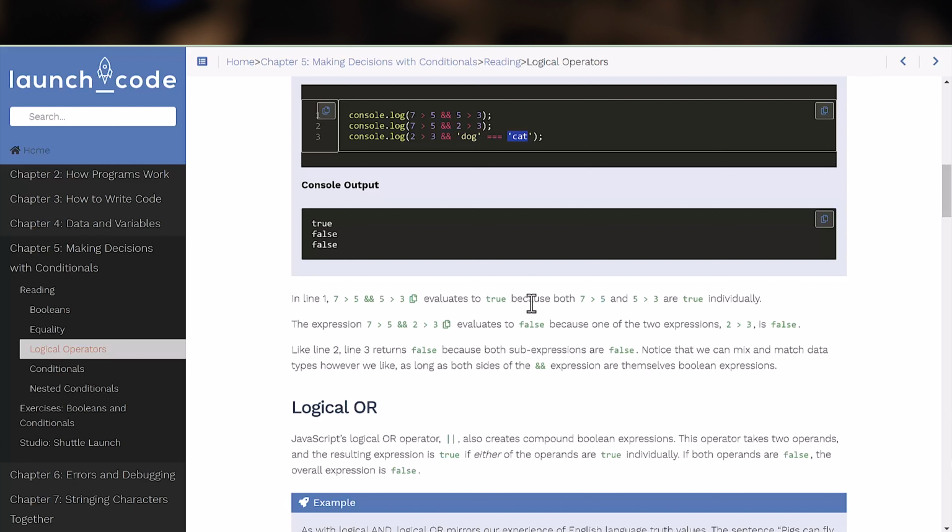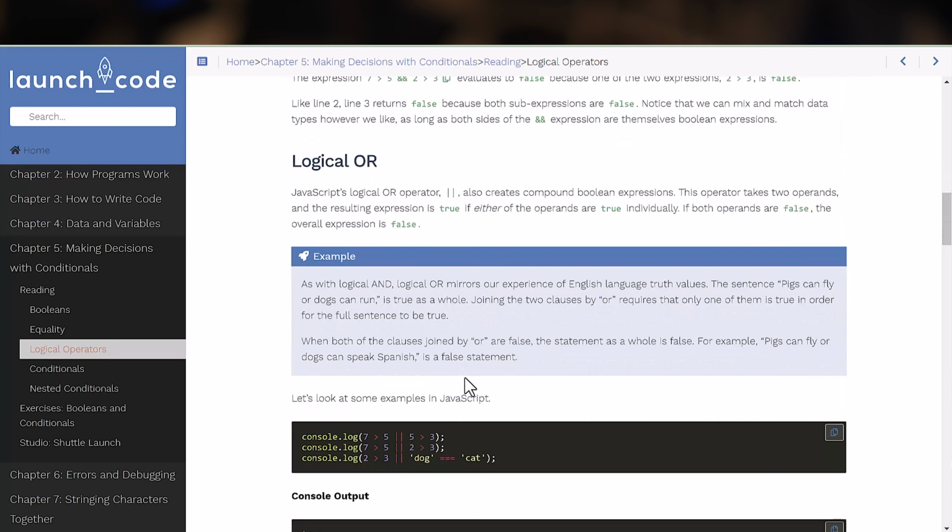In line 1, 7 is greater than 5 and 5 is greater than 3 evaluates to true because both 7 greater than 5 and 5 greater than 3 are true individually. Line 3 returns false because both sub-expressions are false. Notice that we can mix and match data types, as long as both sides of the and expression are themselves Boolean expressions.